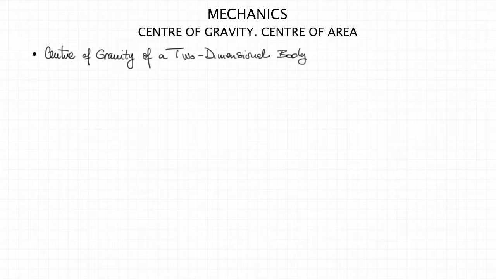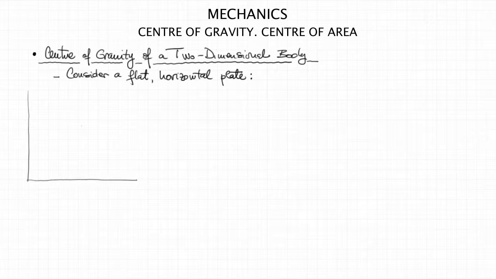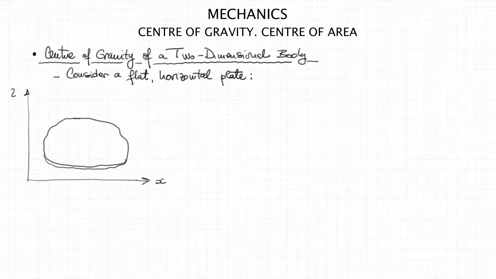So the center of gravity for a two-dimensional body can be established by considering a flat horizontal plate, like in the diagram below. So I'm going to represent the three-dimensional space, the x, y, and z axes. However, our plate is flat and horizontal and lies in the xy plane, in the horizontal x, and this is the y-axis plane.